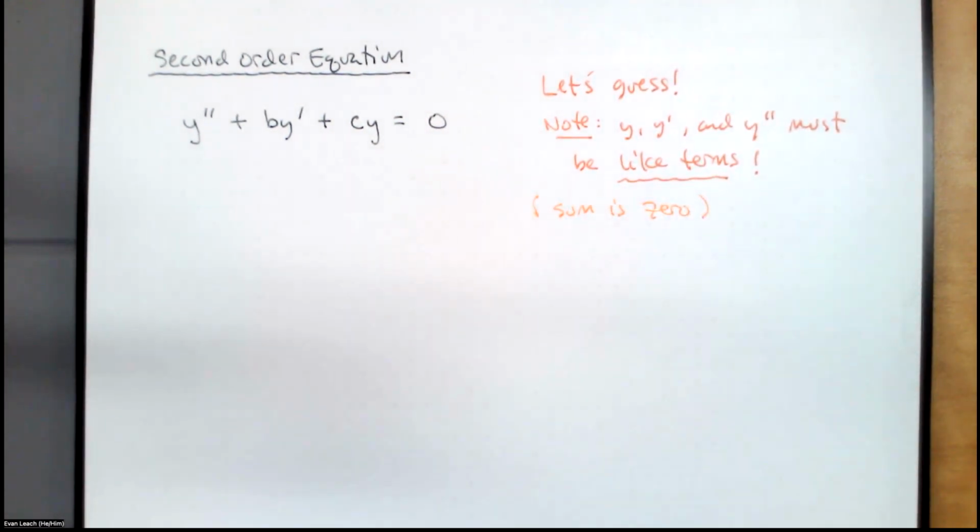So I have to be able to add them together. If y is x cubed, then y prime is x squared, and y double prime is an x. I can't add those things together to come up with 0. So since the sum is 0, this function and its derivatives must be like terms. So that informs us what our guess should be.